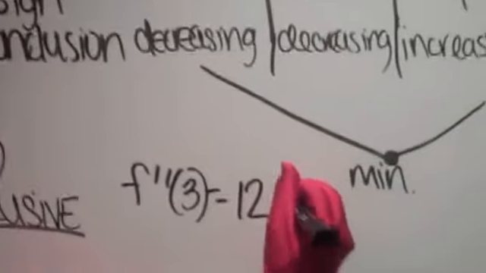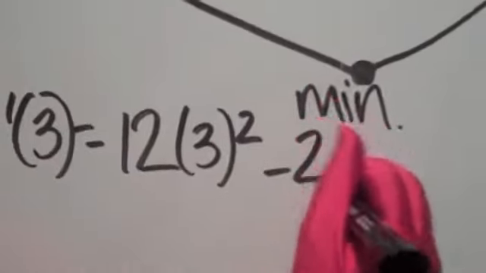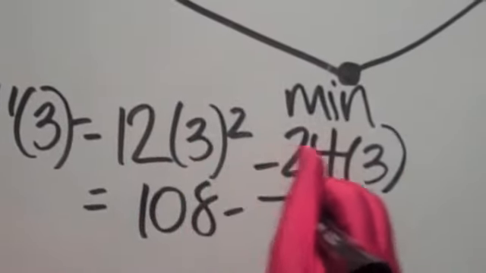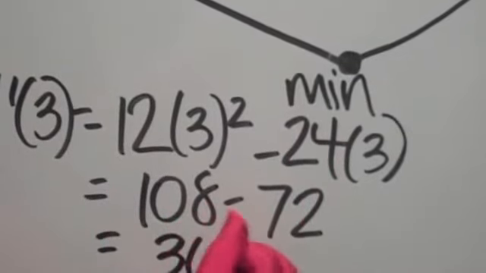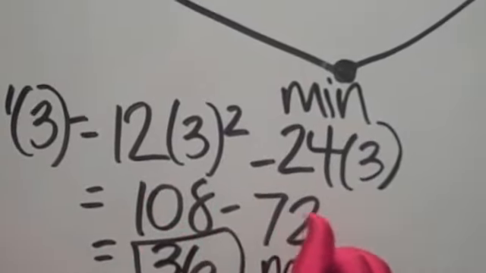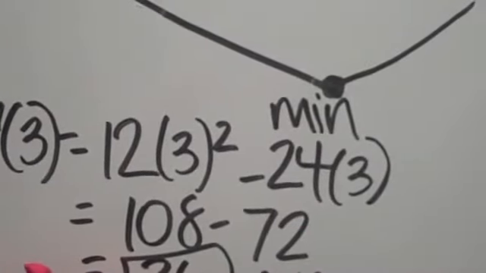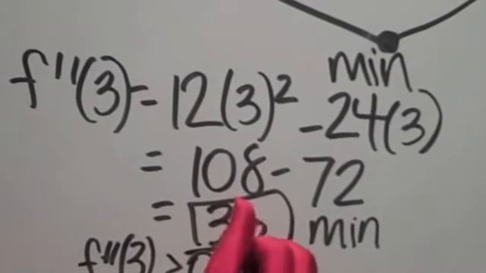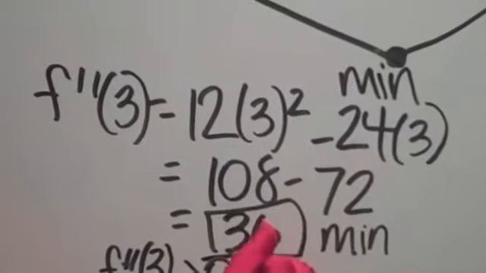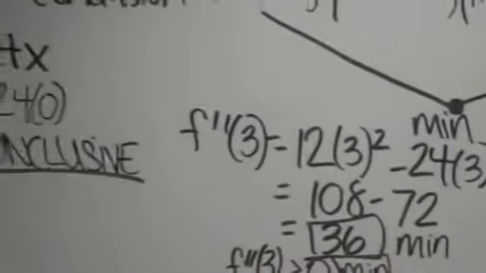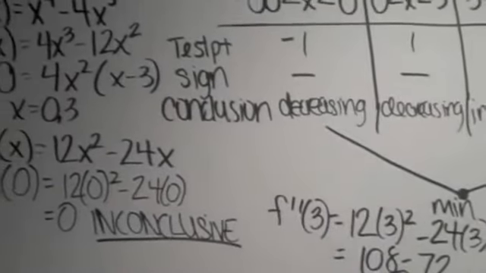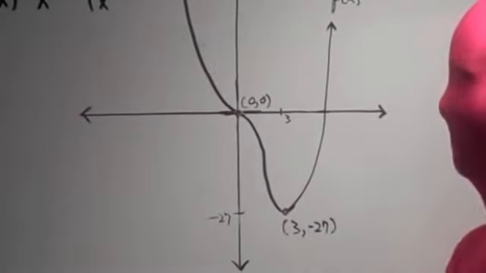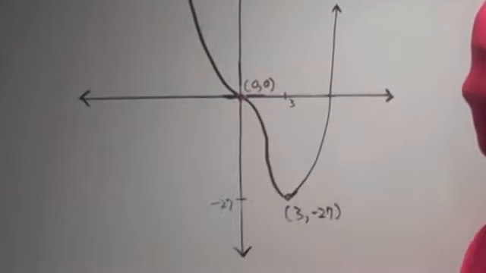By plugging 3 into the second derivative, we find that f double prime of 3 is equal to 36. Meaning that f double prime of 3 is greater than 0. According to the second derivative test, there is a minimum at x equals 3. Graphically, we can see that there is no minimum or maximum at 0 and a minimum at 3.